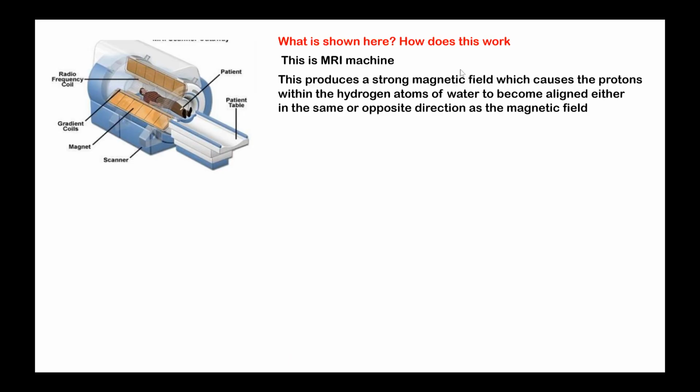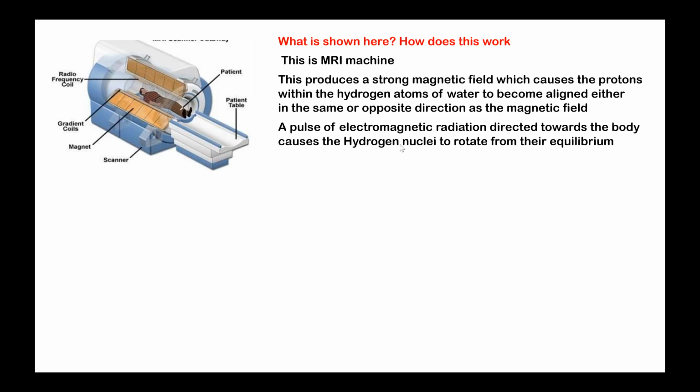Okay, so there is a strong magnetic field, within which the hydrogen atoms of the water in the body become aligned either in the same or opposite direction of the magnetic field. So it is mainly by aligning the hydrogen atoms in our body, which are part of our water, H2O. A pulse of electromagnetic radiation directed towards the body causes the hydrogen nuclei to rotate from their equilibrium. And when this is removed, the nuclei emit radio waves as they return to their original equilibrium position.